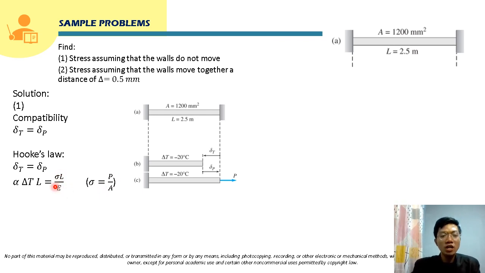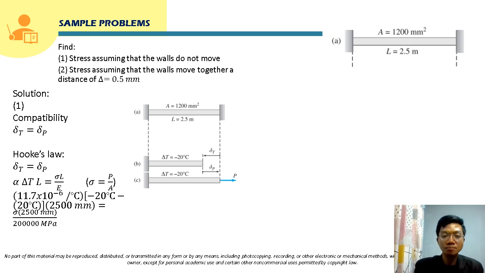From here we can now substitute the data. Alpha is given in the problem. The change in temperature will just be the final minus the initial temperature. The final is negative 20 degrees Celsius and the initial is 20 degrees Celsius. The length here is 2,500 millimeter. This will be equal to sigma, which is the thermal stress, times L, which is the same length, and E is the modulus of elasticity, also given in the problem.